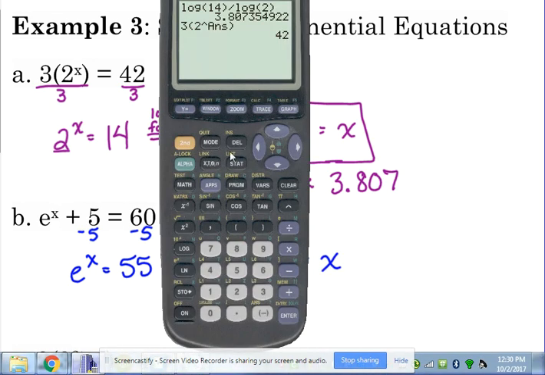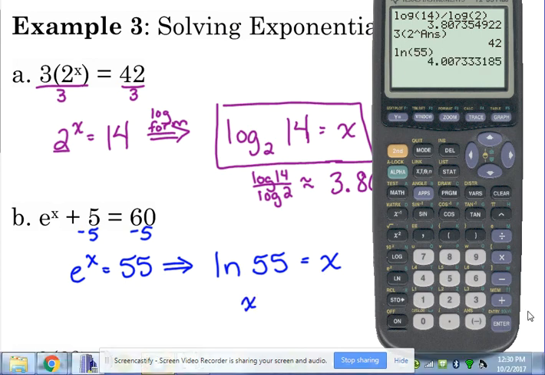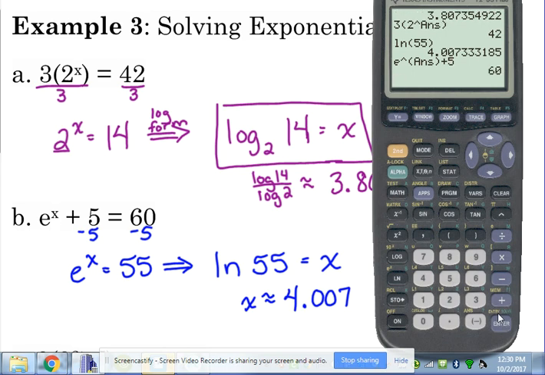Now the good thing about if our equation is the natural log, then we just type it into the calculator. We don't have to do change of base or anything like that. So the exact answer is the natural log of 55. The approximate answer is 4.007. Again, we can check it. e to the answer, close the parentheses, plus 5, 60.